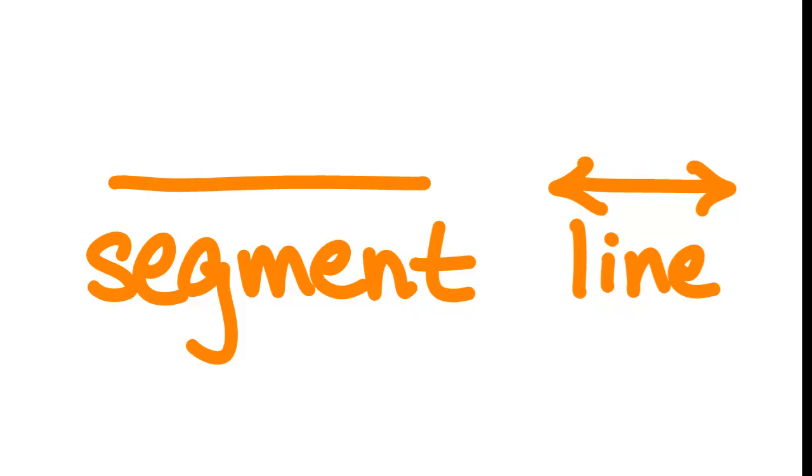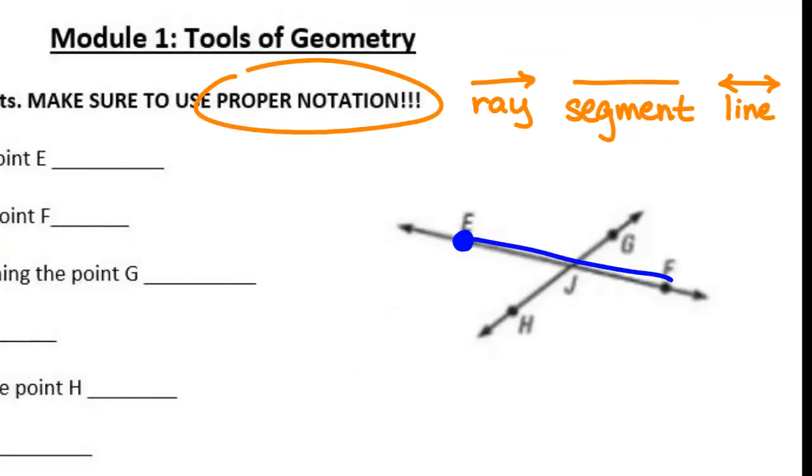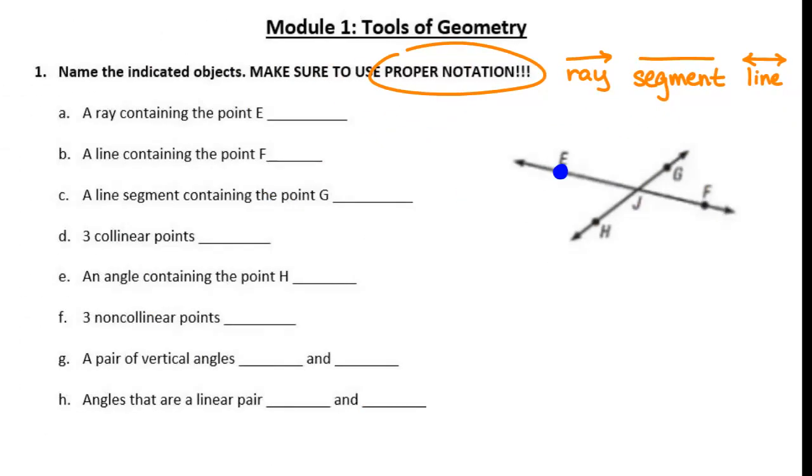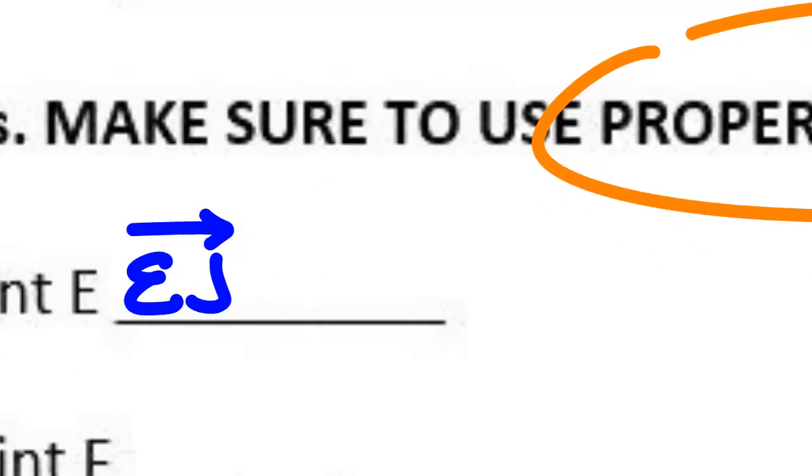Part A says we need to find a ray that contains point E. Well, here's point E. So I could do a ray that's going this way. That would contain point E. Or I could do a ray that's going this way. That would also contain point E. So some of the different correct answers, because there are multiple correct answers here. I could say EJ with a line and an arrow over the top. I could say EF.